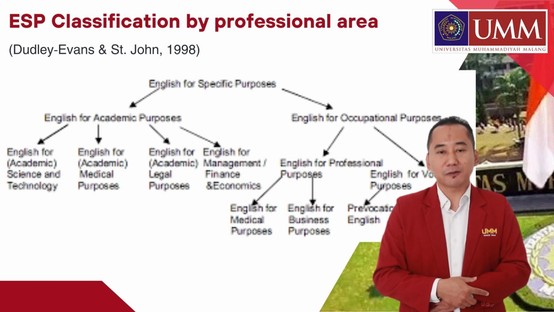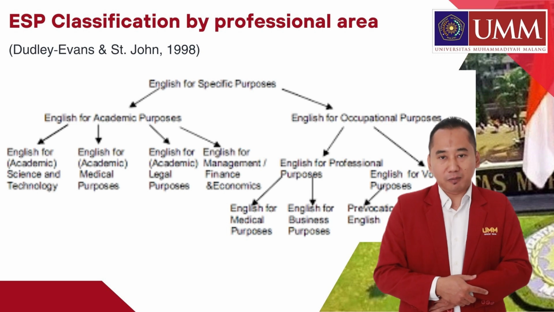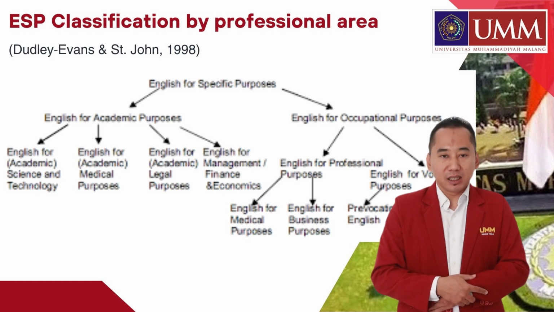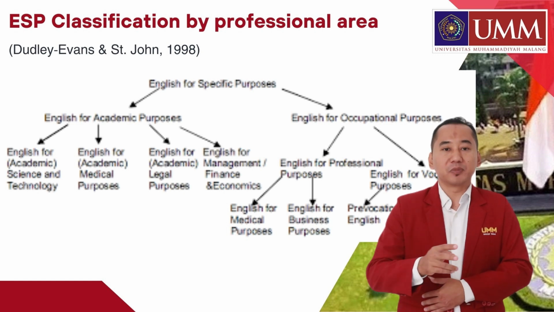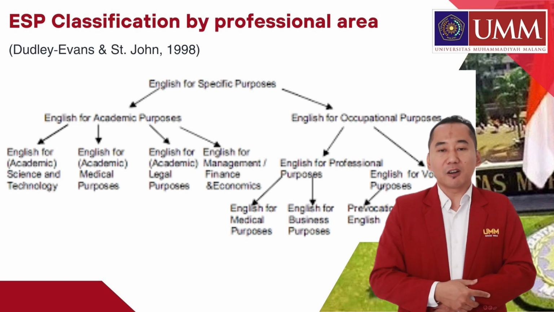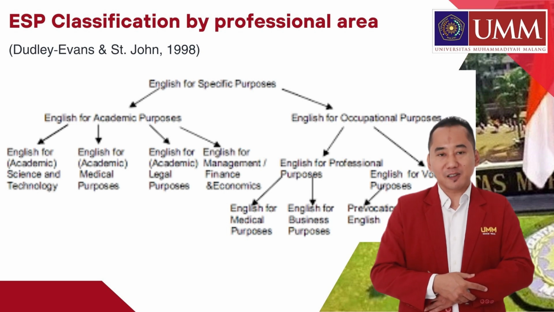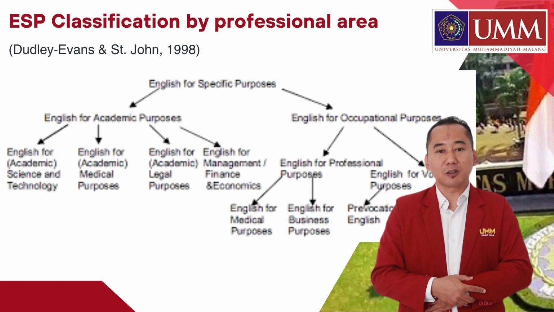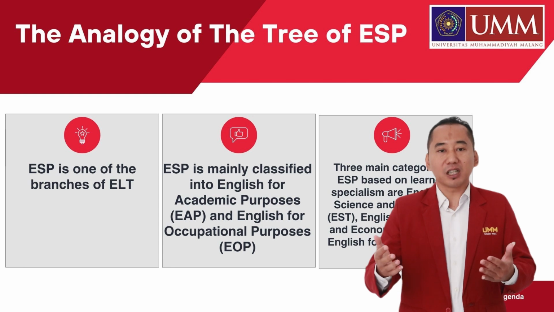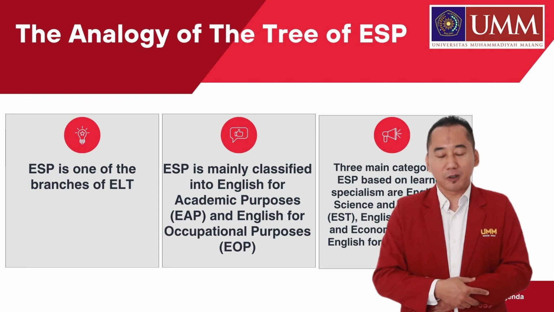EAP is divided into English for science and technology (EST), English for medical purposes (EMP), English for legal purposes (ELP), English for management, finance, and economics. Then EOP is divided into English for professional purposes and English for vocational purposes. These categories can be further broken down into more specific fields or disciplines. This model helps in understanding the various applications of ESP and in designing targeted language courses for specific academic or professional needs.